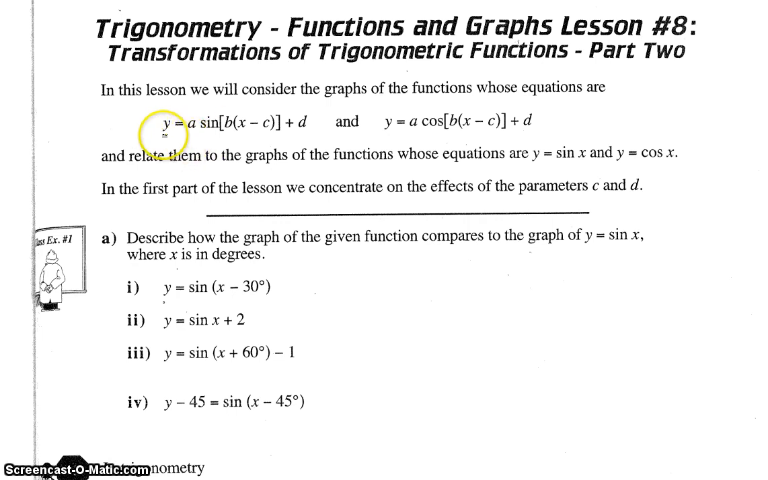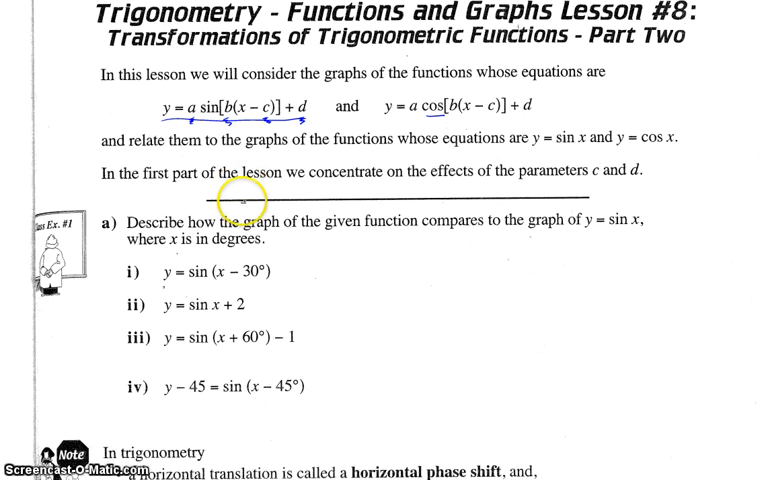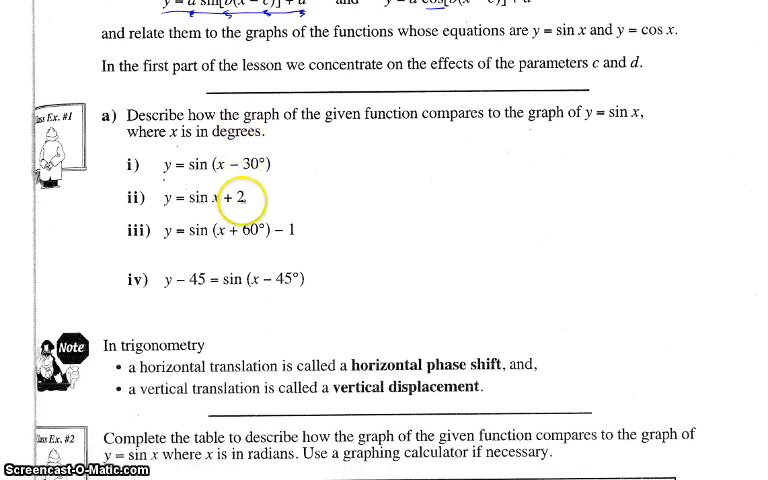So we're going to be looking at the entire picture, all of it together. We've got our vertical stretch, horizontal phase shift, we'll get into that, the horizontal translation, and then the vertical translation for both sine and cosine. They're really the same idea there. Okay, so let's take a look at example number 1.